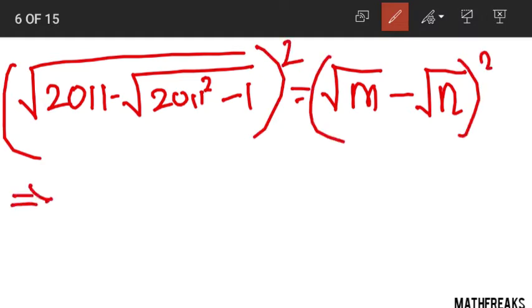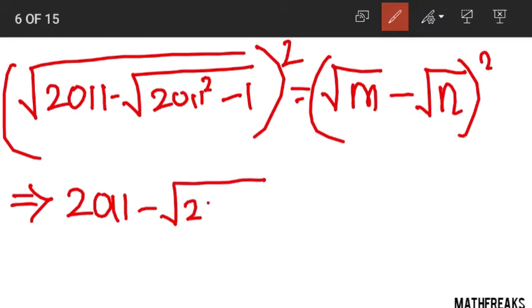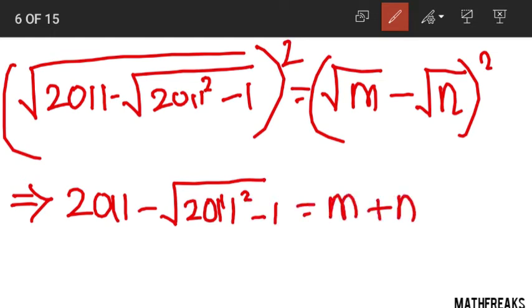This is the best way, I guess. So we will be left with 2011 minus root of 2011 whole square minus 1. This is equal to m plus n minus 2 root of mn. Exactly. Now let's find out the value of 2011 whole square minus 1.